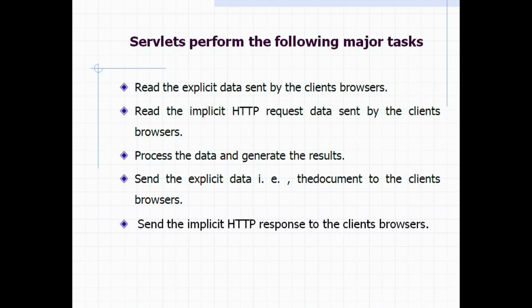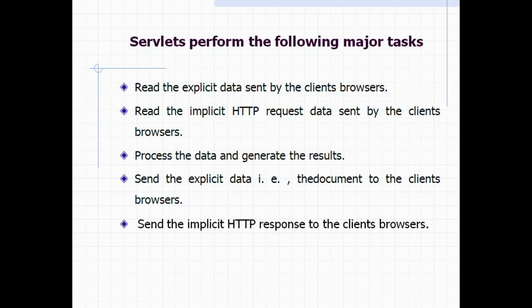client program. And it reads the implicit HTTP request data sent by the client's browsers, which includes cookies, media types, and compression schemes that the browser understands, and so forth. Then it processes the data and generates the result. This process may require talking to the database, executing an RMI call, invoking a web service, or computing the resource directly. Then it sends the explicit data, that is the document, to the client's browsers.